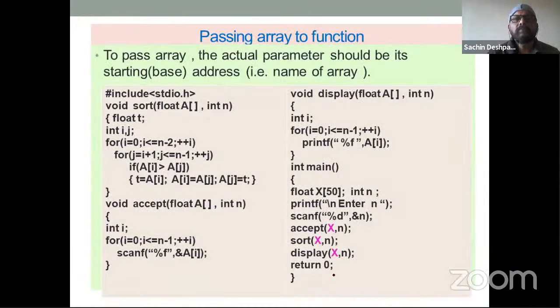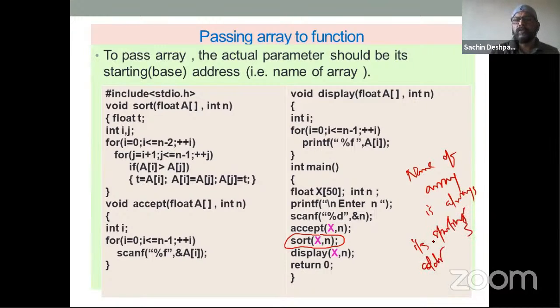And the big question is how to pass an array to a function. To pass an array as a parameter to the function, the actual parameter should be its starting address. That's all. So if I'm planning to have a function sort, I will not take you through the sorting mechanism, my dear friends, but what I'm trying to convince you of is that when I'm calling the sort function, I need to simply pass the name of the array, because we know that the name of the array is always its starting address.